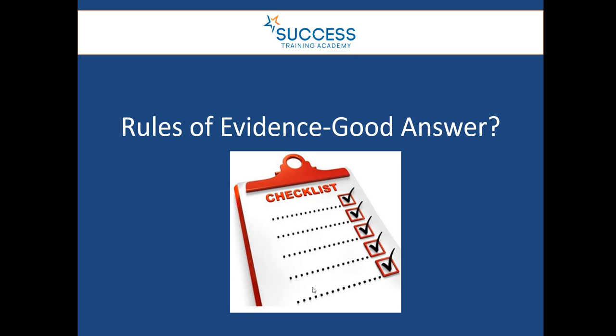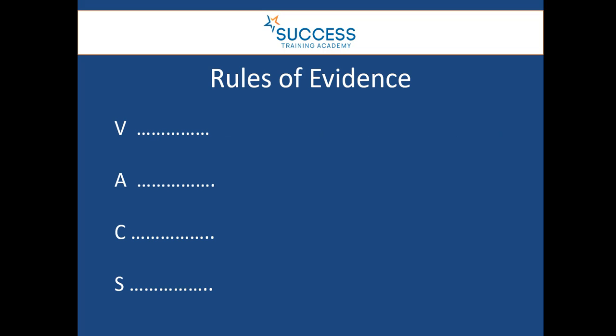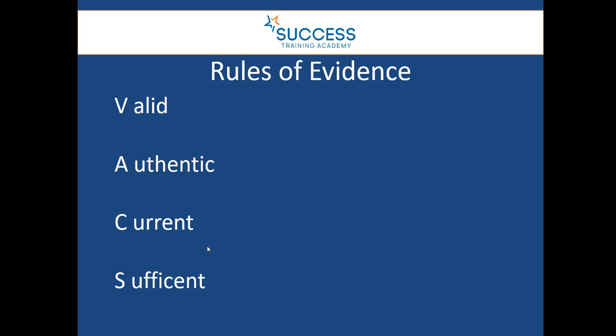Okay. Now, rules of evidence. Is it a good answer? Now, these are the criteria that's going to tell you when you're assessing someone if they have given you a good quality answer or not. Okay. So, rules of evidence basically are: how do you know if the answer is correct or not? And there's 4 criteria that an answer must meet. And those criteria are valid, authentic, current, and sufficient.